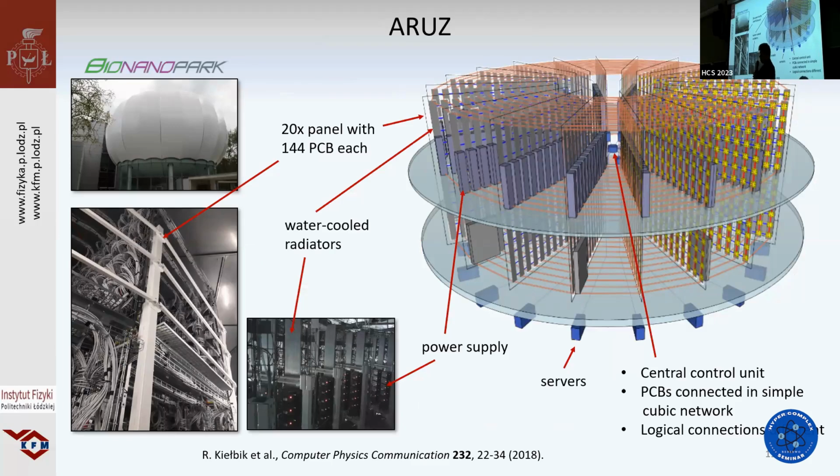ARUZ is built in BioNanoPark in Łódź. 12 columns mounted vertically form a panel. 20 panels in total. A cylinder-shaped structure with a height of 5 meters and a diameter of 14 meters. Controlled by 2 main servers and 20 computers. Each computer is assigned to one panel. Power continuity is ensured by an emergency gas power supply. Dedicated power supplies.